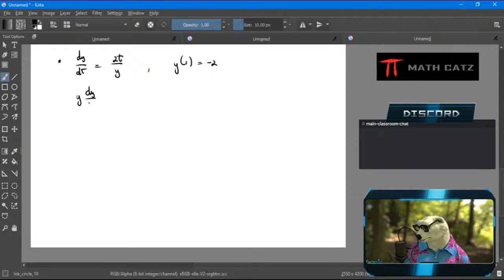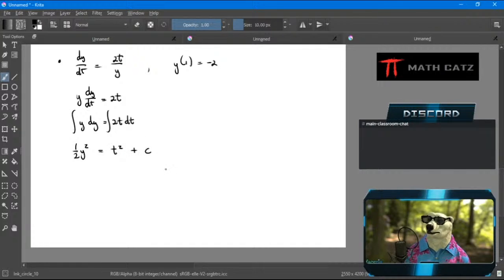y goes to the left, 2t on the right, then multiply both sides by dt and integrate. The left-hand side, 1/2 y squared. The right-hand side, t squared. And my constants are all grouped together. That's my general solution.